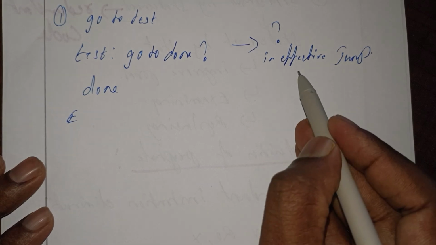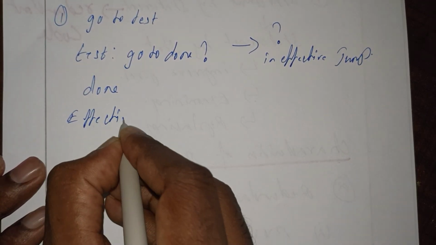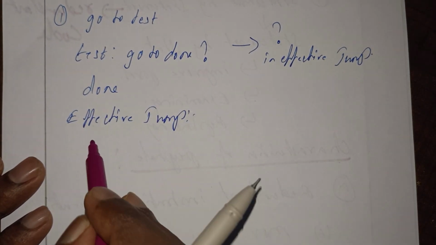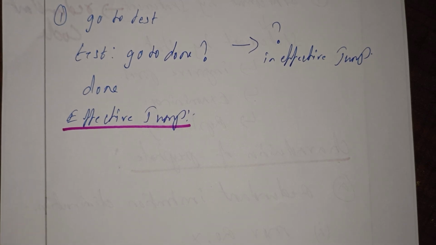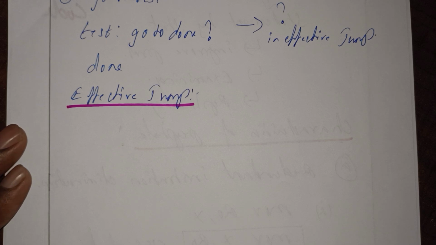So this is an ineffective jump. Now I am going to write an effective jump, right? We can call this the peephole representation of any given instruction. It is going to read instruction by instruction. That is the point I initially mentioned about peephole optimization, right?